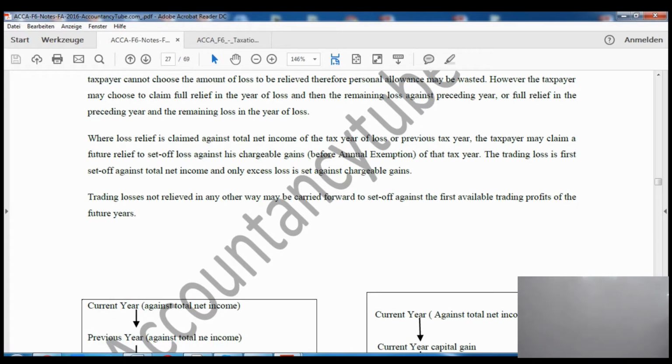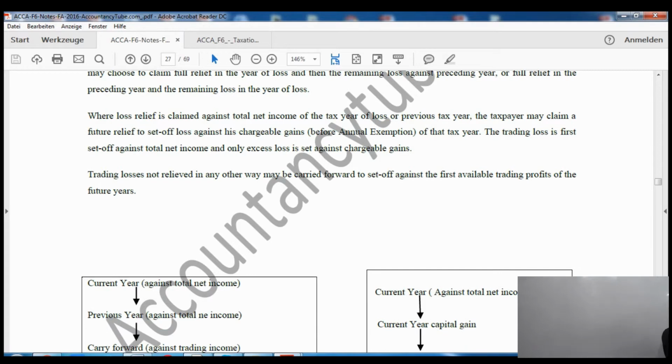However, the taxpayer may choose to claim full relief in the year of loss and then the remaining loss in the preceding year. Or full loss in the preceding year, and the remaining loss in the year of loss. So whichever way you prefer, you can do so. You can do it first against the current year and the remaining in the previous year, or first against the previous year, then the remaining in the current year. Whichever way you prefer, it's up to you.